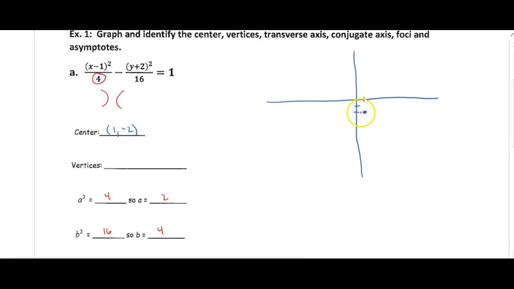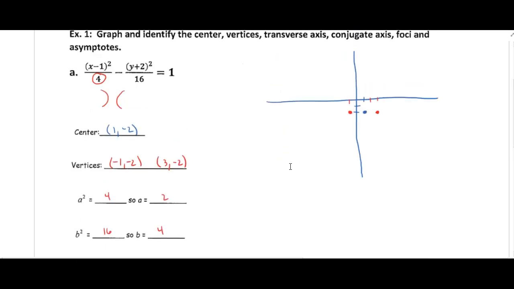So what I'm going to do is plot the vertices. From the center, if a squared is 4 and a is 2, I'm going to go 2 to the left, plot a dot, that's one vertex. 2 to the right, plot a dot, and that's my other vertex. So a hyperbola will have two vertices. In this case, one vertex is at -1, -2. The other vertex is going to be at 3, -2.